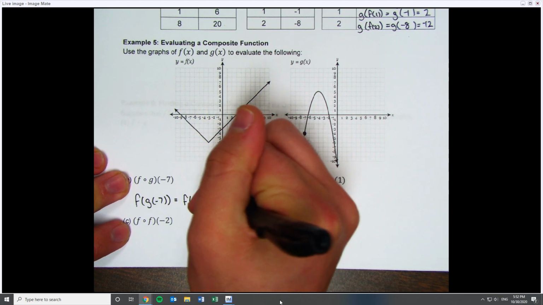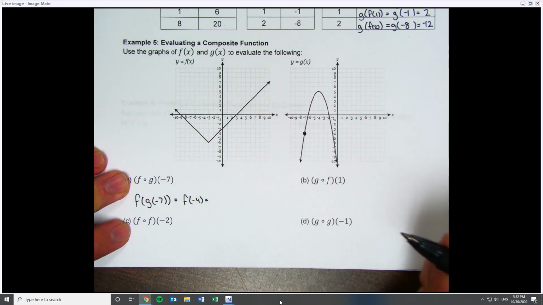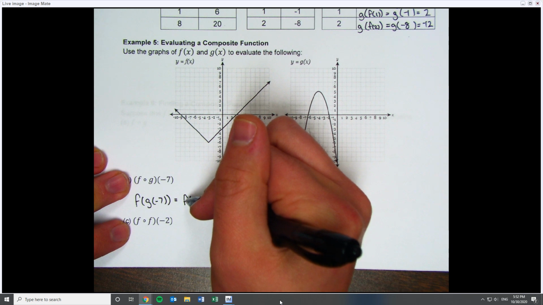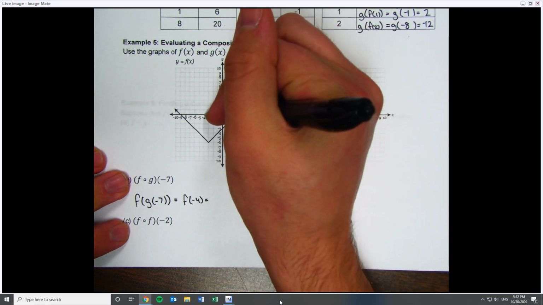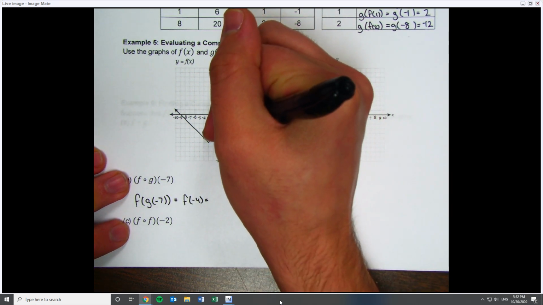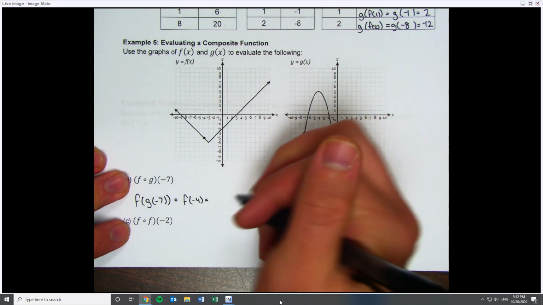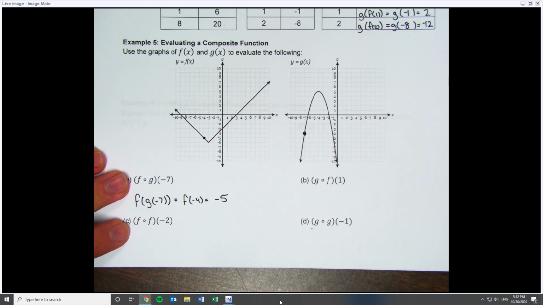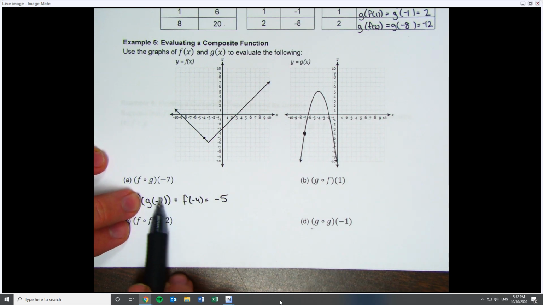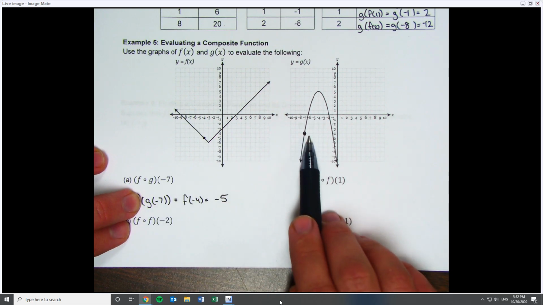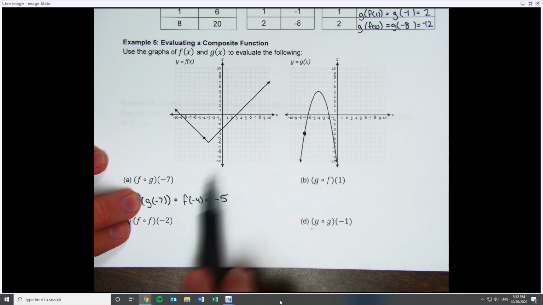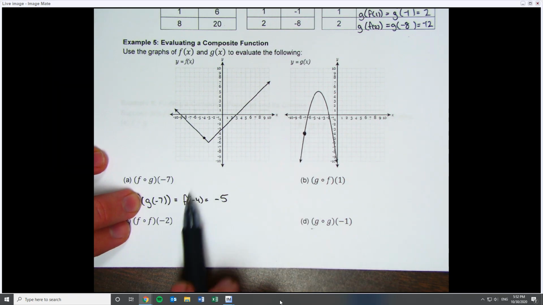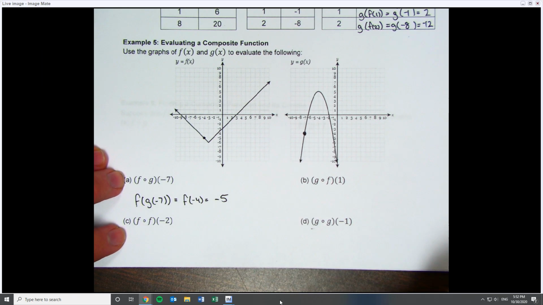So I have f of negative 4. Now I'm using the f graph, and I'm going to go to where x is negative 4, which gives me this value, which is negative 5. That's my answer. So rewrite it, evaluate the inside using the graph you have. That's the x value. G of that x value will be the y value that corresponds. Fill it in, and then use the new graph, or whichever one you need.